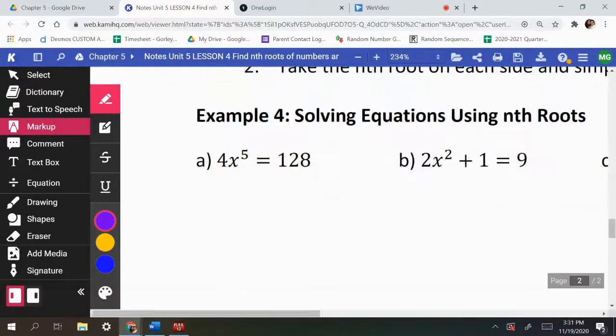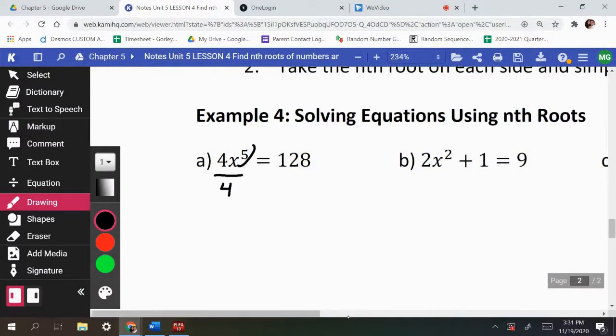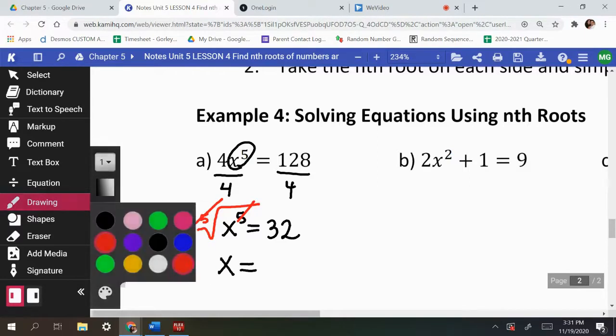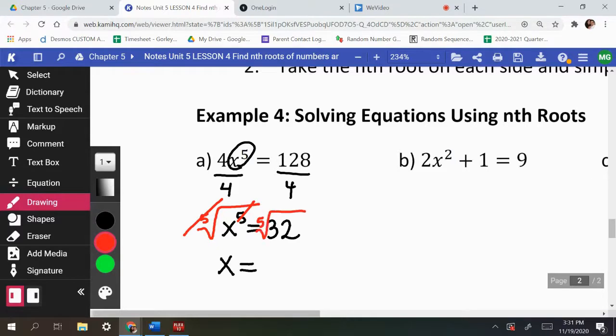Over here, we're going to start by getting the x to the fifth isolated, so I'm going to divide both sides by 4. What is 128 divided by 4? It's going to be 32. Then how do I undo a fifth power? What is the inverse of raising something to the fifth power? The inverse would be taking the fifth root. The fifth root undoes the fifth power, and it just leaves me with x. Whatever I do to one side, I have to do to the other side. So I'm going to use the fifth power over here.